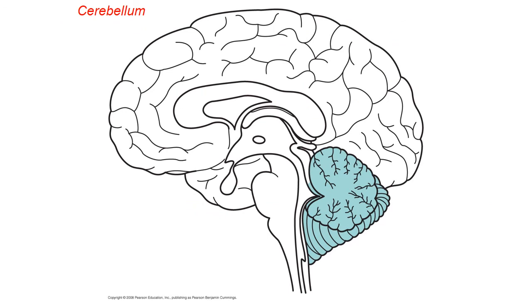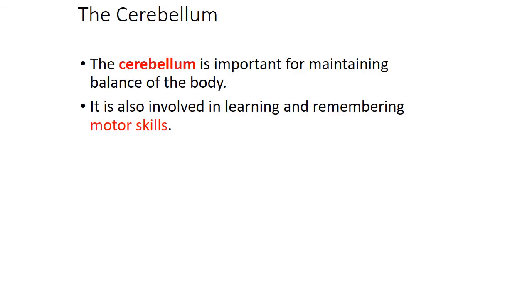Then we'll have a look at the functions of the cerebellum. You can see that it is situated at the back side of the brain. The cerebellum is important for maintaining balance of the body, and it is also involved in learning and remembering motor skills, for example, learning to ride a bicycle.